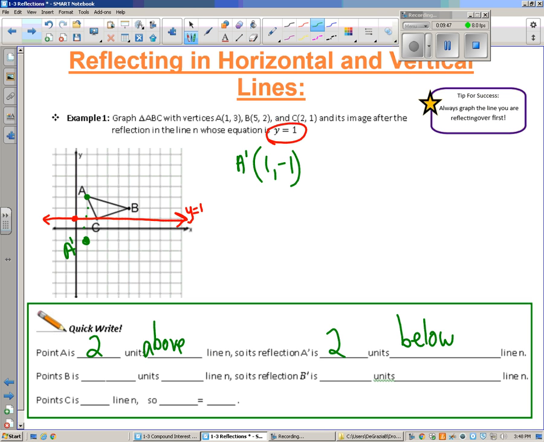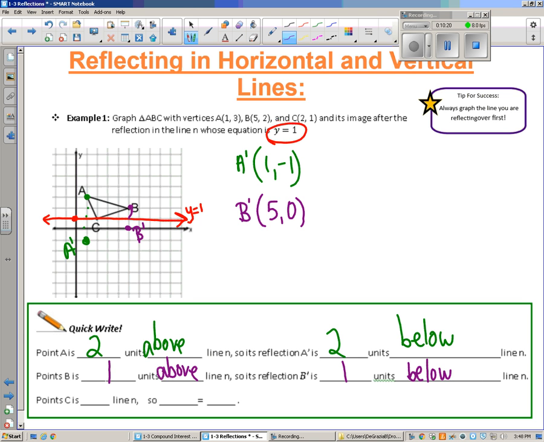Let's look at point B next. B is right here, and it looks like it's 1 unit from the line y equals 1. So it's 1 unit above line N. So its reflection point B prime is going to be 1 unit below line N. Let's copy that distance. Here's line N. We're going to go 1 below right here. There's B prime, and that's the point 1, 2, 3, 4, 5. B prime is the point (5, 0).